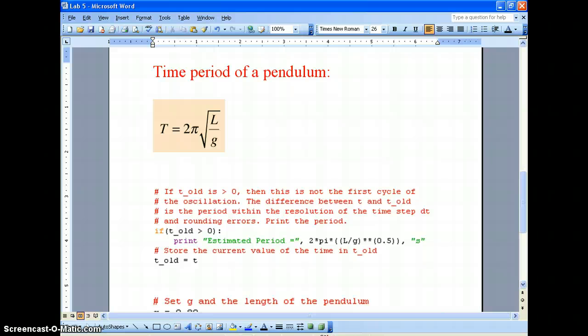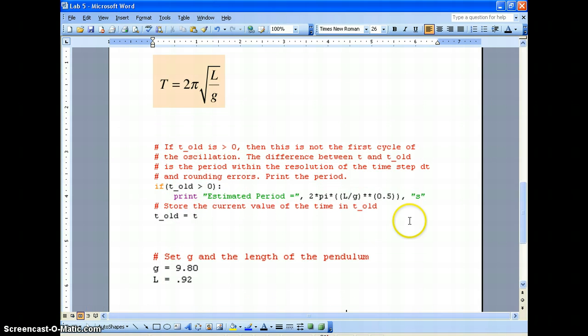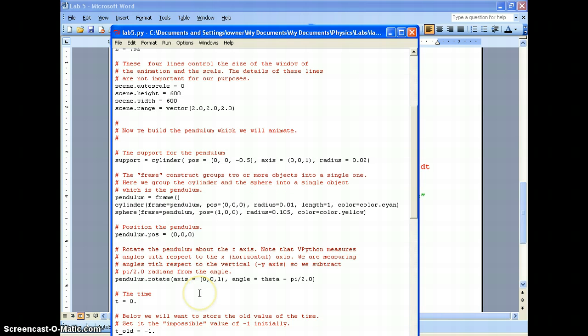When we run the code, we'll see how that works, but I have inserted the equation into the Python file, and I also accounted for gravity, 9.8 meters per second squared, and also the length of the rod supporting the bob, which was 0.92 meters. So here we have our code, and we'll run it and see how it looks in comparison to our experimental data.